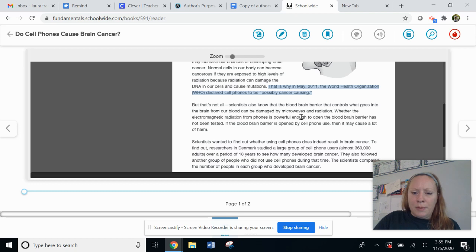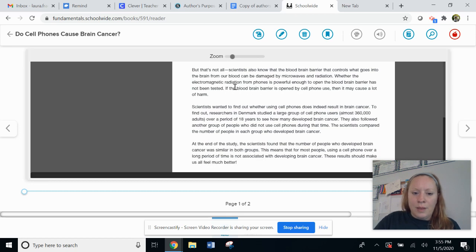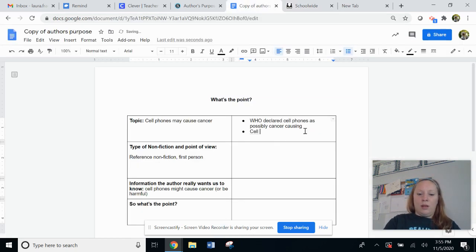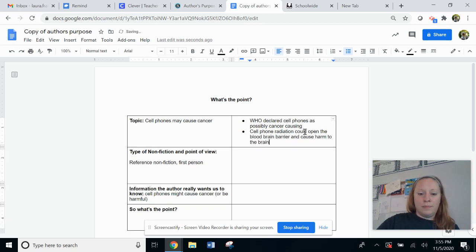But I do remember down here when they talked about the radiation from phones possibly being powerful enough to open the blood-brain barrier. And if that's open, it could cause harm. So cell phone radiation could open the blood-brain barrier and cause harm to the brain. Okay. Reference nonfiction, first person.